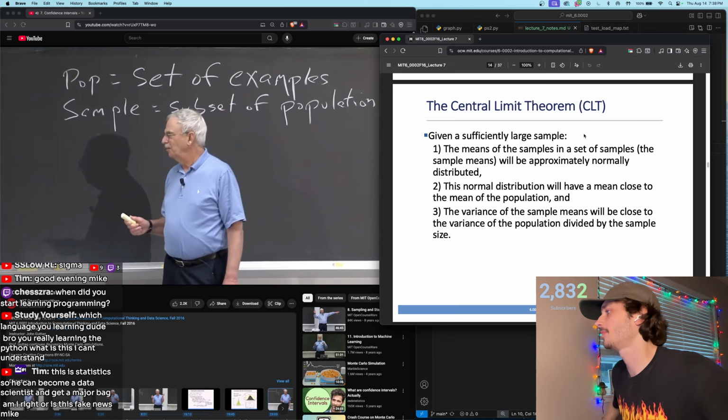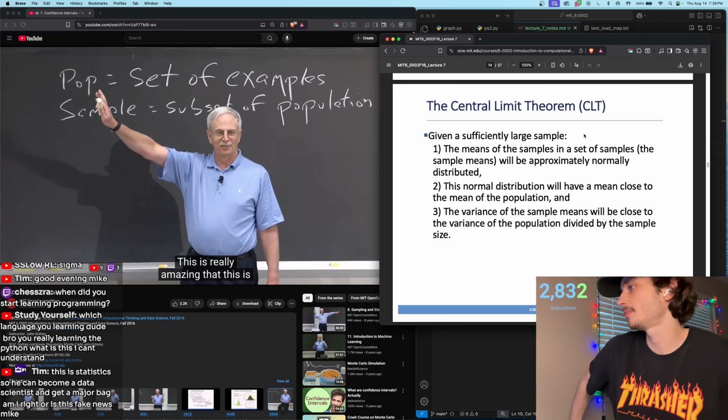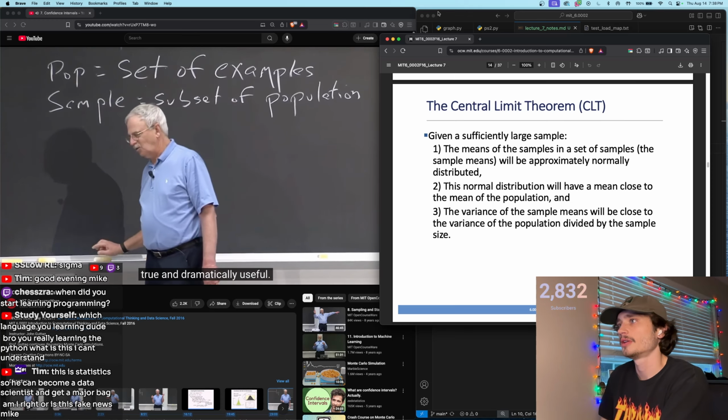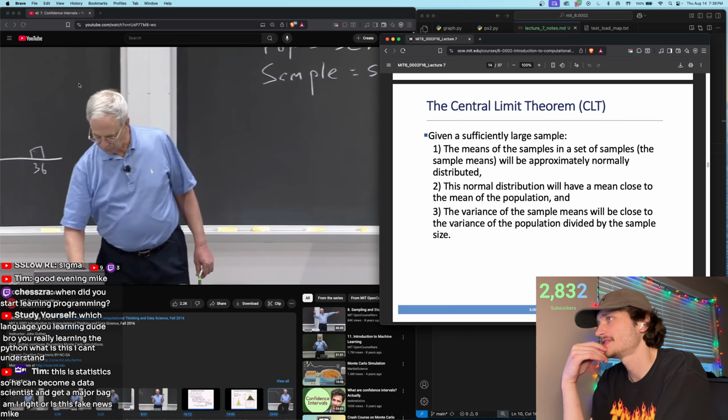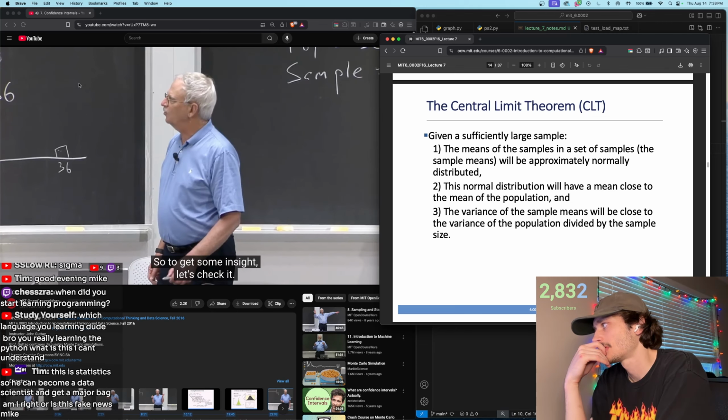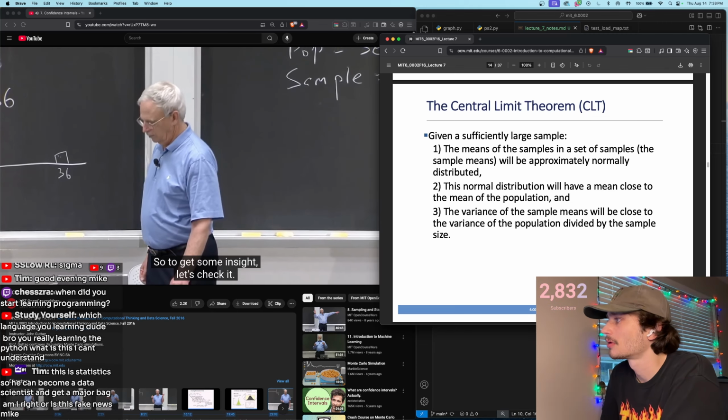The variance of the sample means will be close to the variance of the population divided by the sample size. It's really amazing that this is true, and dramatically useful. It's factored by the sample size. So to get some insight, let's check it.